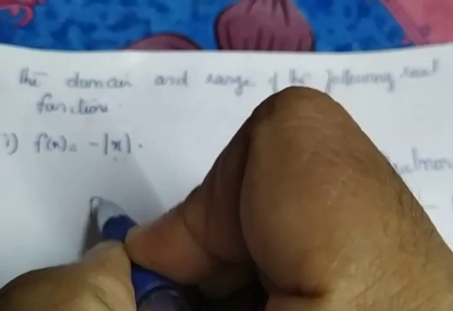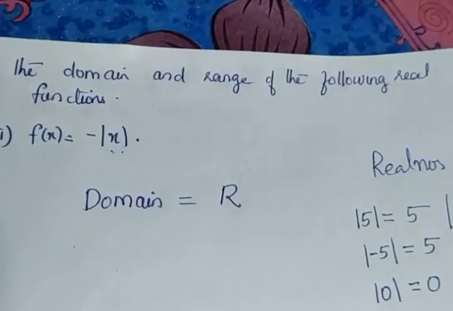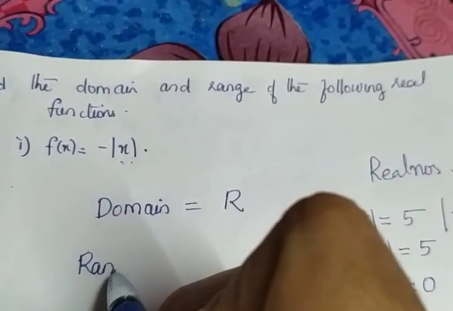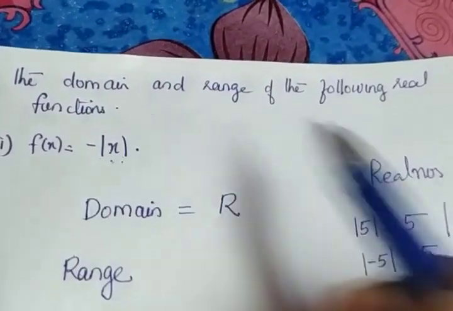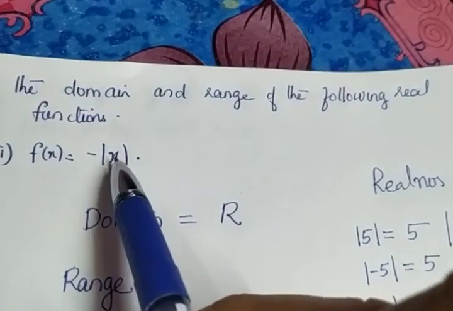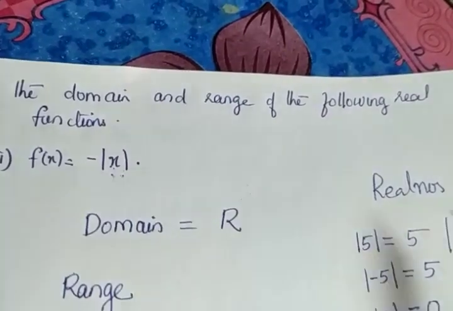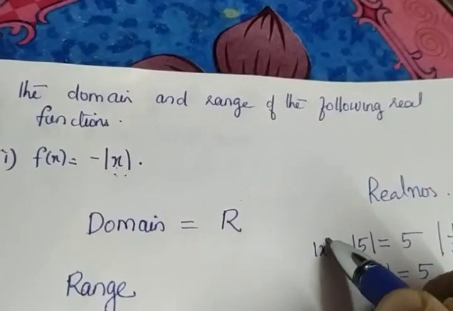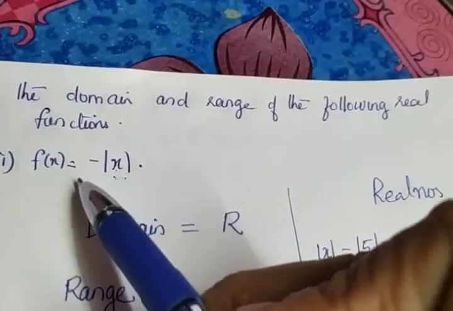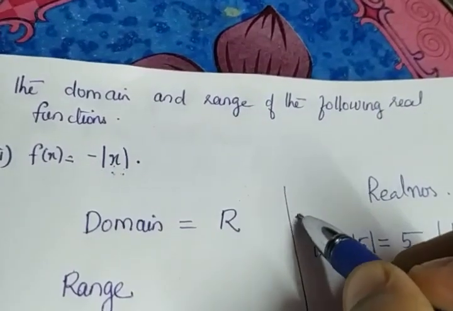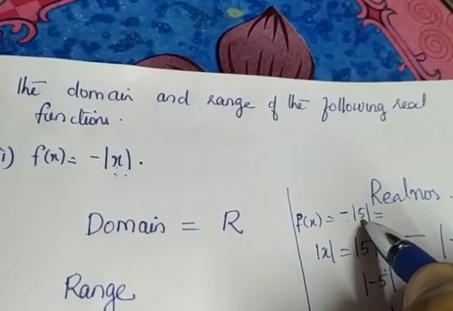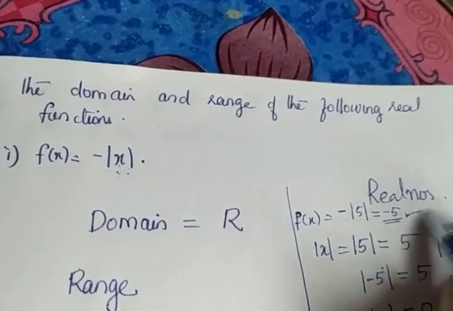That means the domain of the function is R, the set of real numbers. Again, to find the range, we are substituting real numbers in place of x. When we substitute a positive number, suppose I am substituting x as 5, then modulus of x will be 5. And our function definition is minus of mod x, isn't it? So f of x will be equal to minus of modulus of 5. Minus of mod 5 is negative 5. So we are getting a negative number.